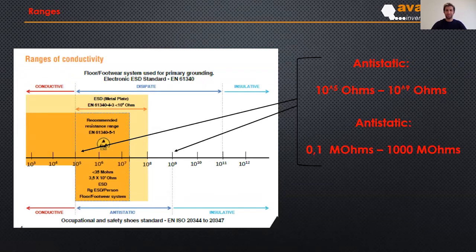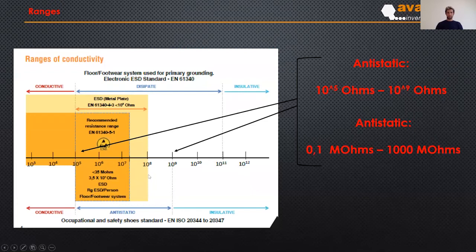Megaohms is, at the end, a question of name. Okay, 1 megaohm is 10 to the 6. It means that if we are talking about antistatic, 10 to 5 is 0.1 megaohms, and 10 to 9 is 1000 megaohms. For that reason many people talk directly in megaohms.